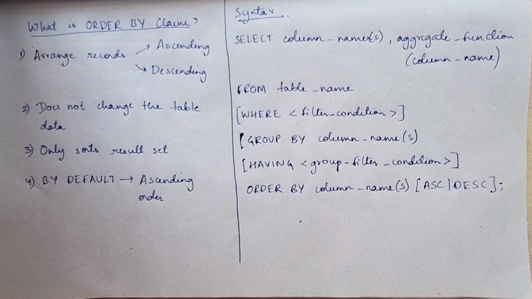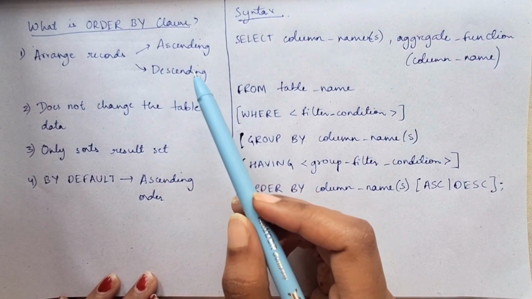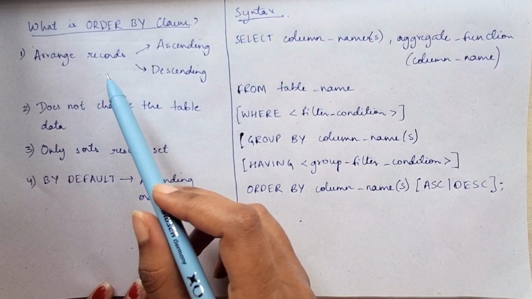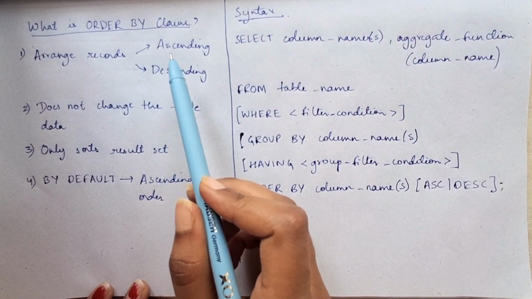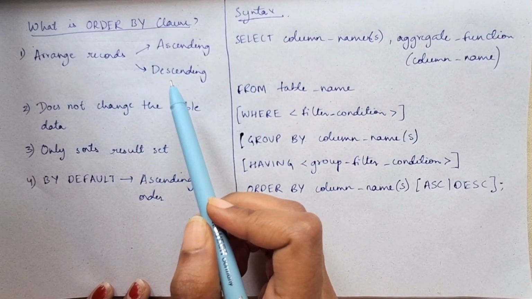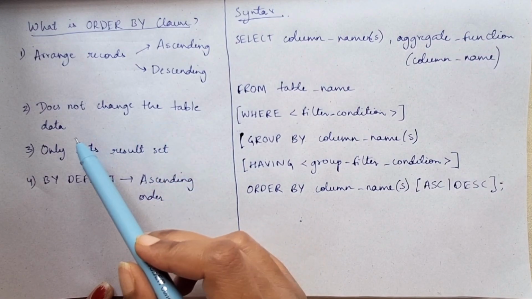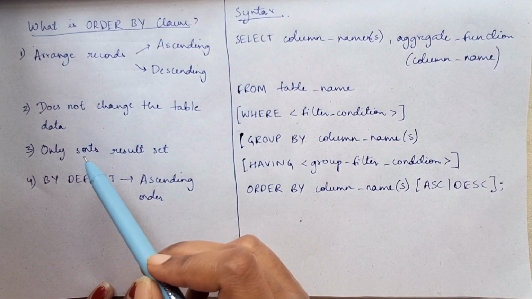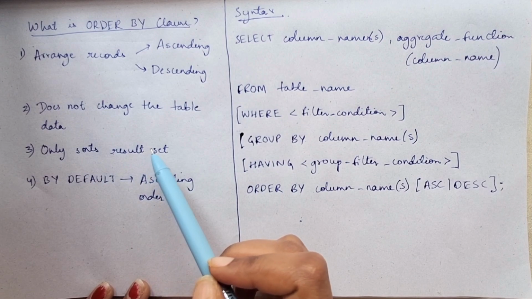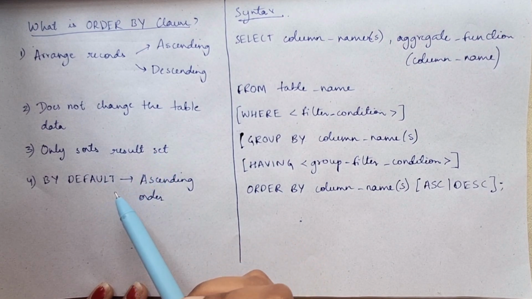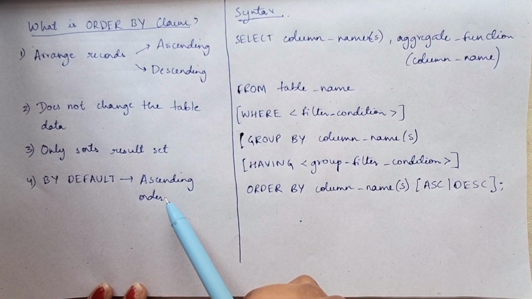First, let us understand what exactly is order by clause. Order by clause is used to arrange the records either in ascending order or in descending order. And when we apply order by, it does not change the table data. It only sorts the result set that is displayed. And guys, by default, order by clause sorts the records in ascending order.